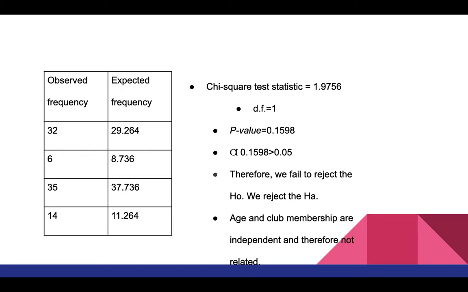And so the level of significance is 0.05, and my p-value is 0.15, which is greater than 0.05. So that means that we failed to reject the null hypothesis, and we reject the alternative hypothesis. So the age and club membership are independent and are not related.